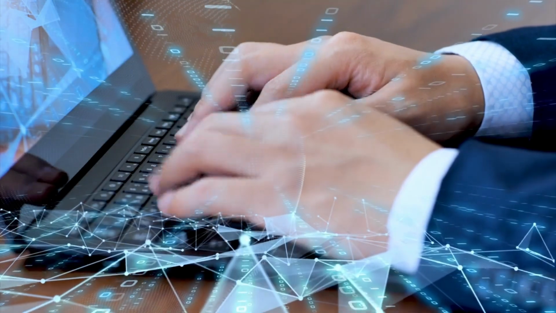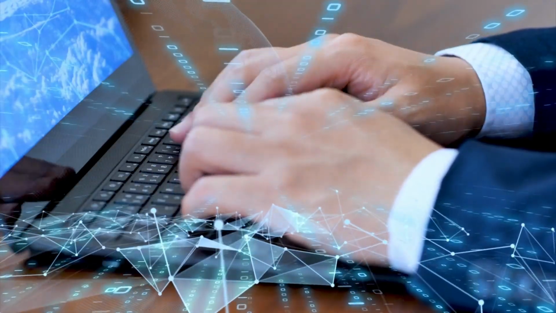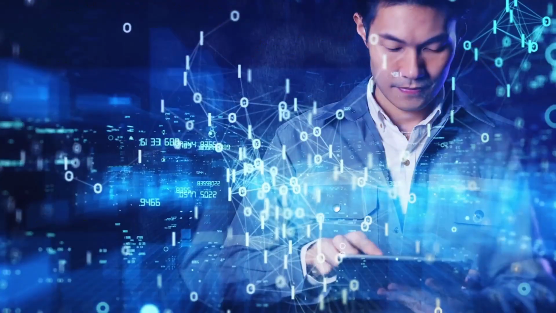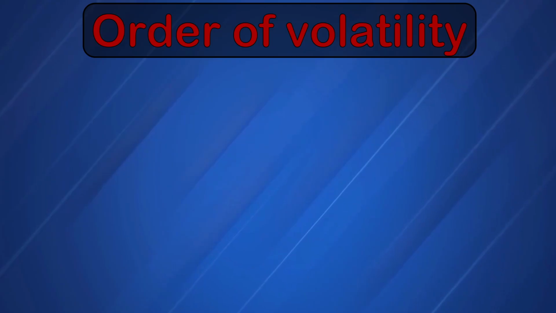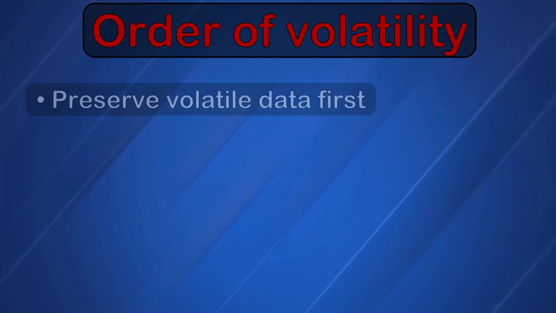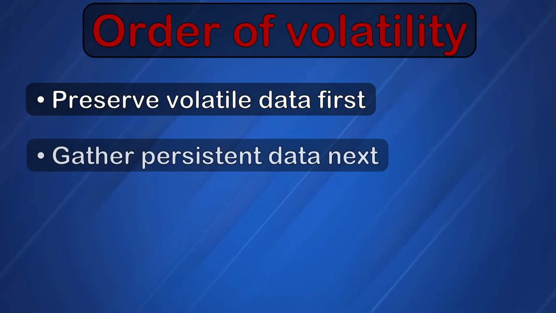A forensic investigator gathers evidence from many sources, and we will discuss software and hardware sources of potential evidence. We'll also discuss the order in which the evidence needs to be gathered. The process of capturing volatile data follows the order of volatility. We need to preserve the most volatile data first and work our way down to data that is more persistent.